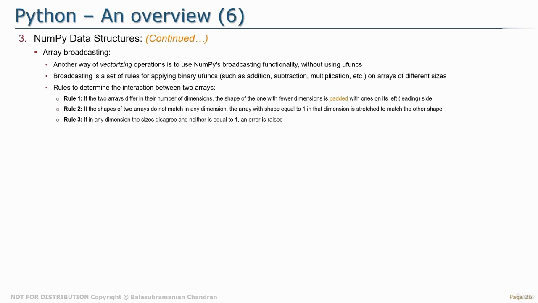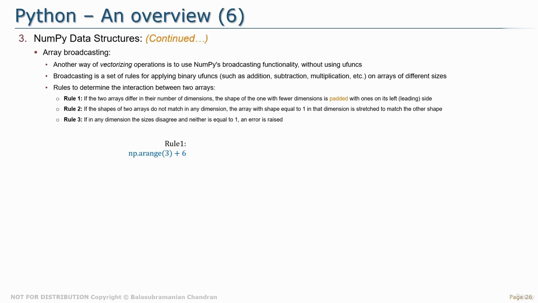Rule number 1. If the two arrays differ in their number of dimensions, the shape of the one with fewer dimensions is padded with ones on the left side. Rule number 2. If the shapes of the two arrays do not match in any dimension, the array with shape equal to 1 in that dimension is stretched to match the other shape. Rule number 3. If in any dimension the sizes disagree and neither is equal to 1, an error is raised. Let me explain the broadcasting rules with a couple of examples.